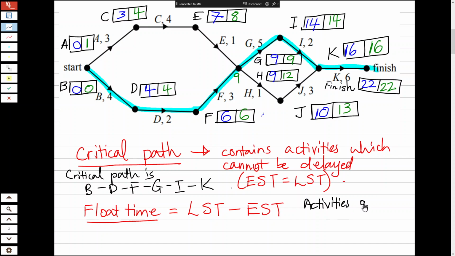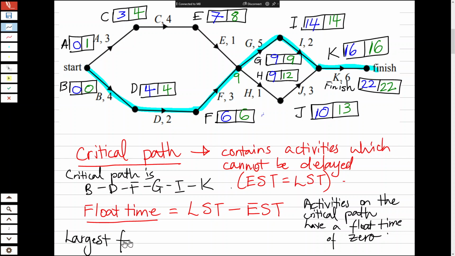Activities on the critical path have a float time of 0. Part C in this exam is asking which activity has the longest float time. What did it say? H and J. Yep. So the largest float time is 3. Activity H and J.